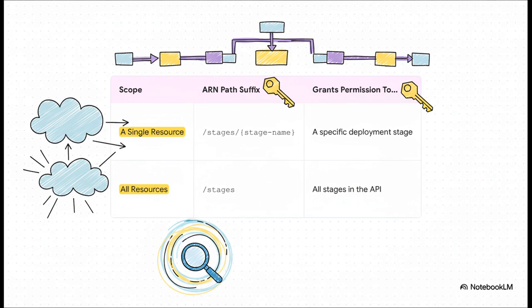Okay, here's another awesome pattern you'll start seeing everywhere once you know to look for it. It's the singular versus plural trick. If the path just ends with a plural, like stages, that means you're talking about all the stages in that API. But if you see it get specific, like stages/prod, you're targeting just that one single stage. And from a security perspective, this is huge, right? It's how you make sure you don't accidentally give someone the keys to the entire kingdom.